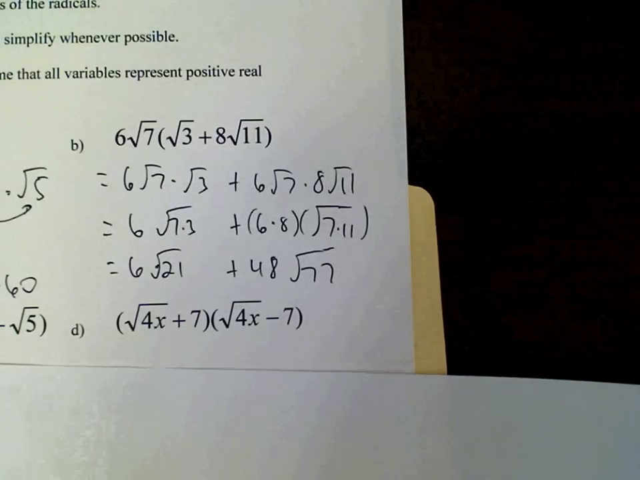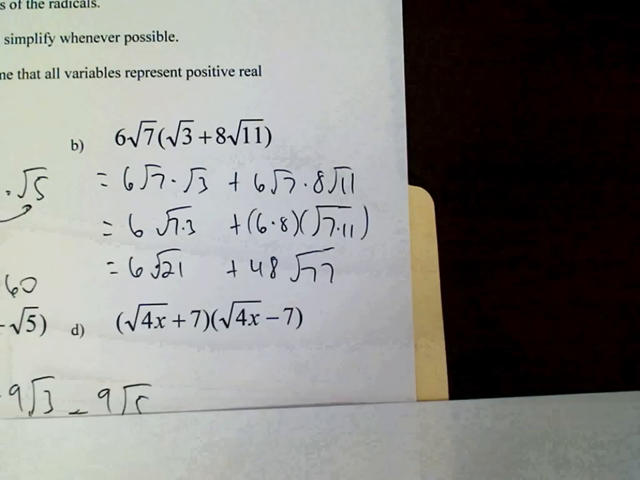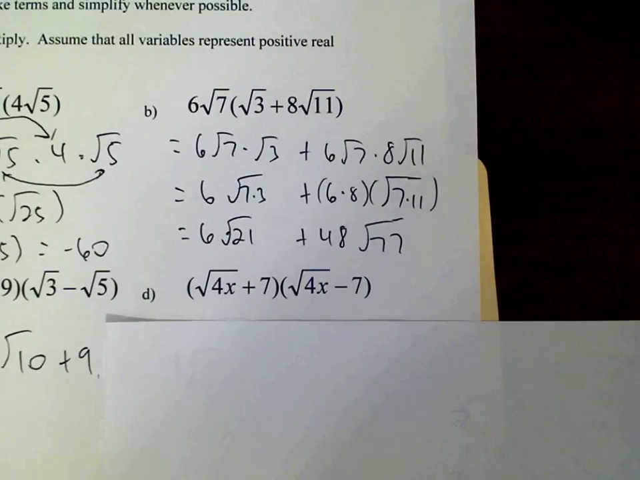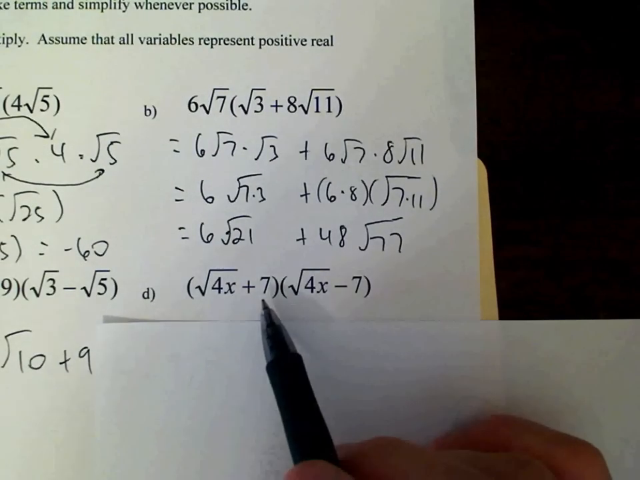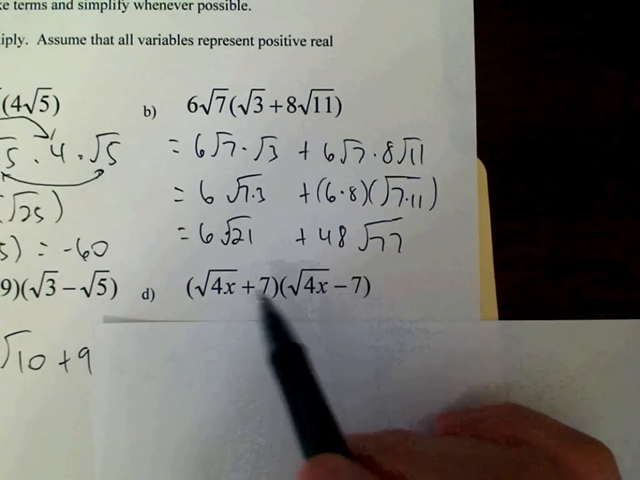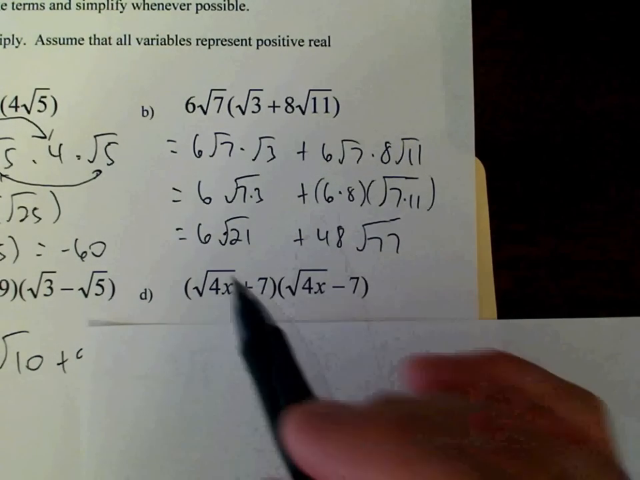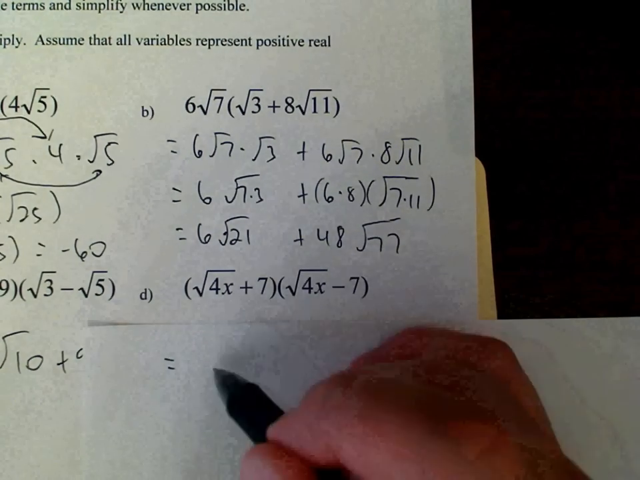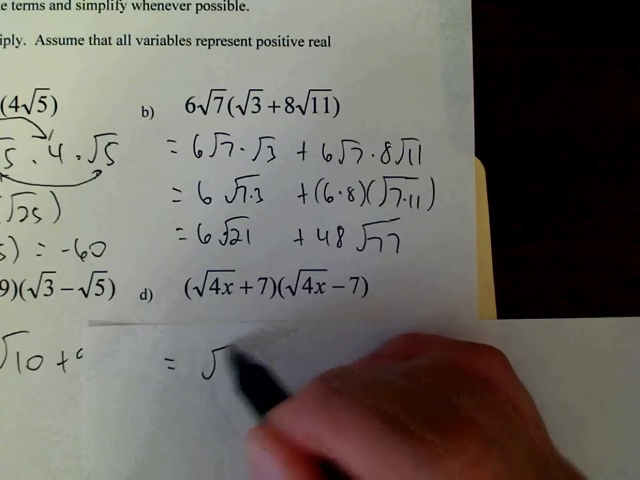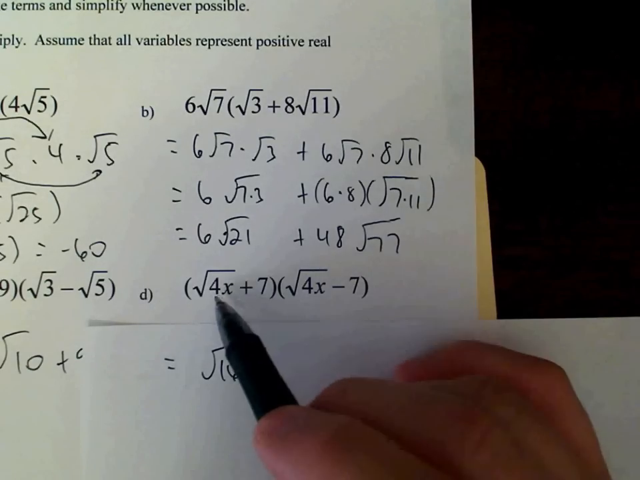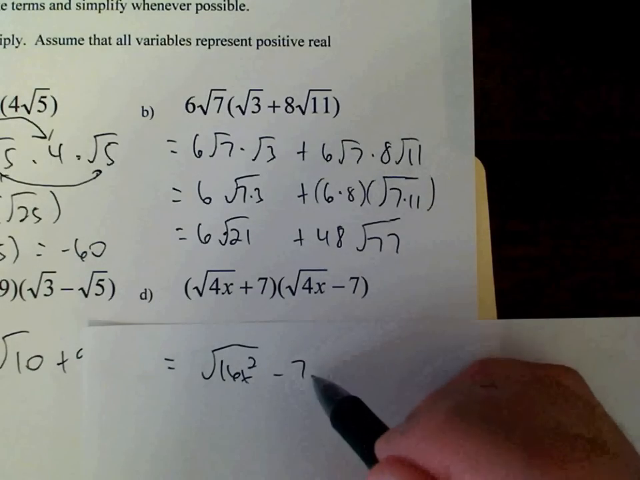Now let's do this next example. Full method once again. Notice each binomial is the same except for the middle sign. Let's see what happens in this case. Square root of 4x times the square root of 4x is the square root of 16x squared. And then we got square root of 4x times negative 7, which is negative 7 square root of 4x.